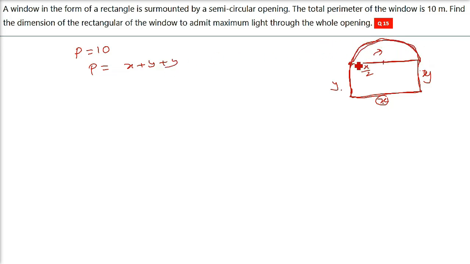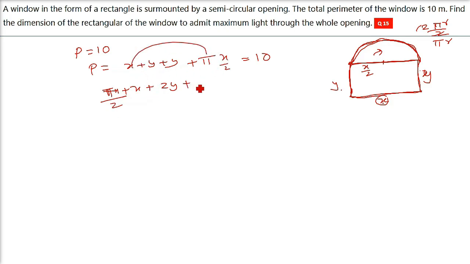And how about the semicircle? If 2 pi r is the whole circle perimeter, the perimeter of half of this, the semicircle, will be pi r. So just write pi into r, but r is already X by 2. It is half of X which we have taken. This is what we have taken, meaning we have imagined or guessed. Now X plus 2y plus pi into X by 2, and this pi X by 2 plus X plus 2y is equal to 10.